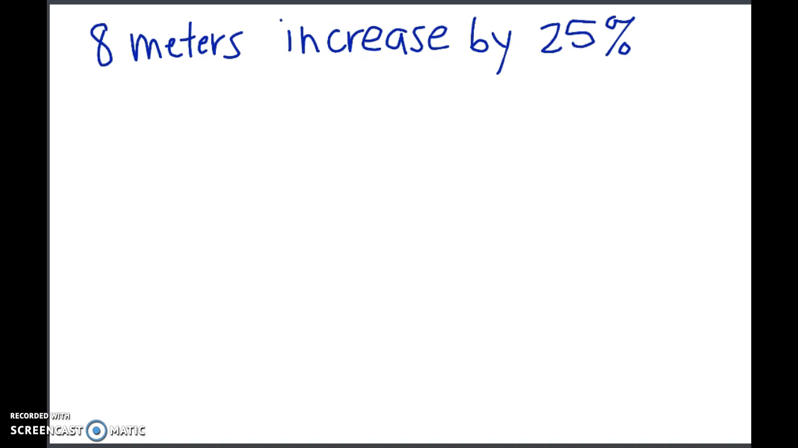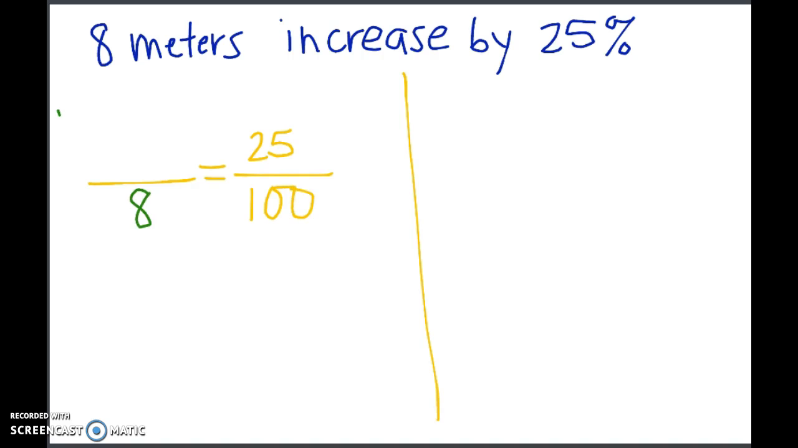So here's kind of a way you could do it. I'm going to do proportion first. I'm increasing by 25%, that's my percent of change, so I'm going to put 25% over 100. My original amount is 8. This is going to give me what I'm going to increase it by, so I'll put X here. Let's cross multiply and divide.